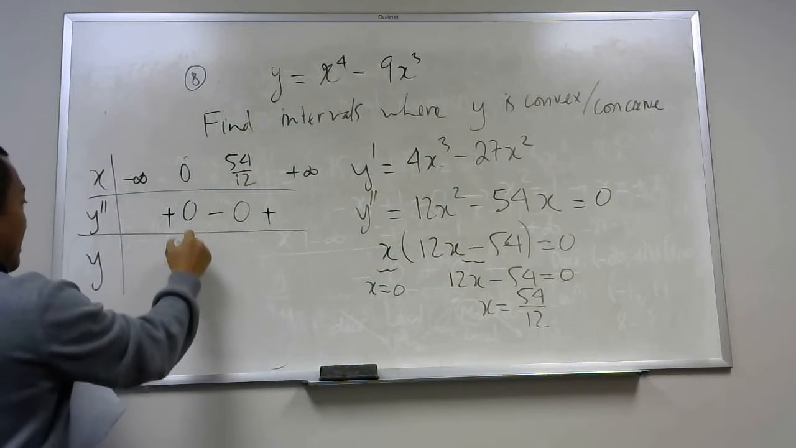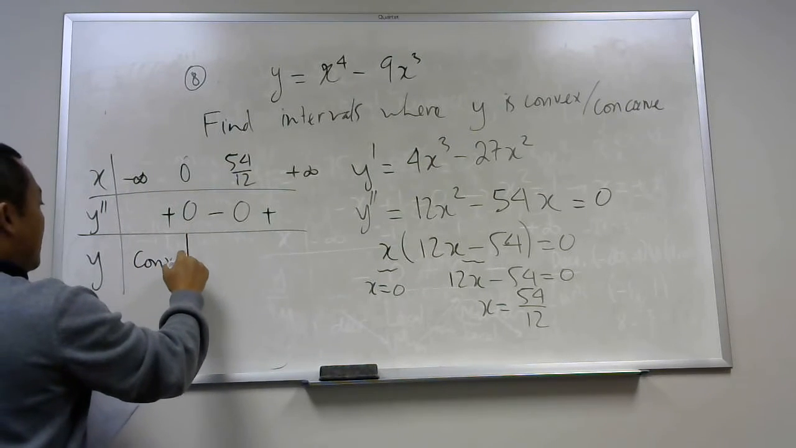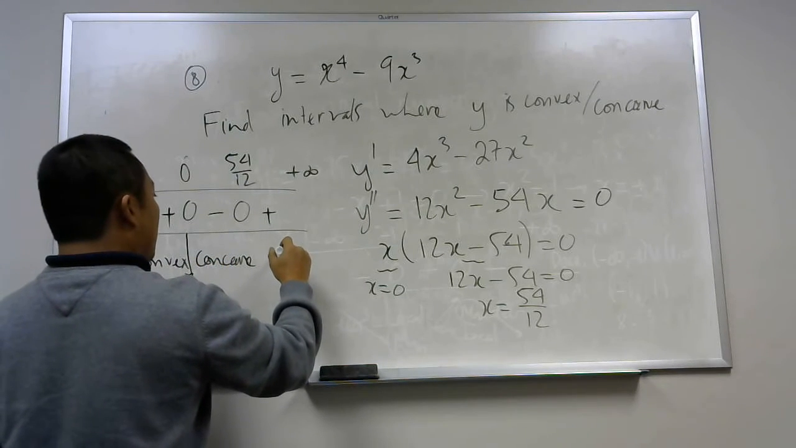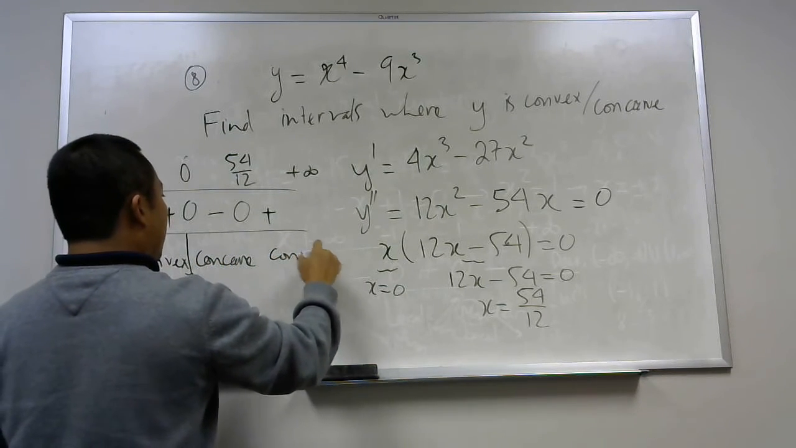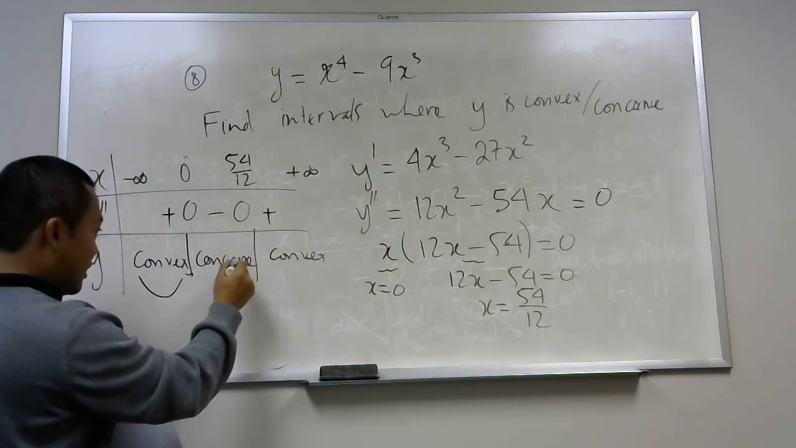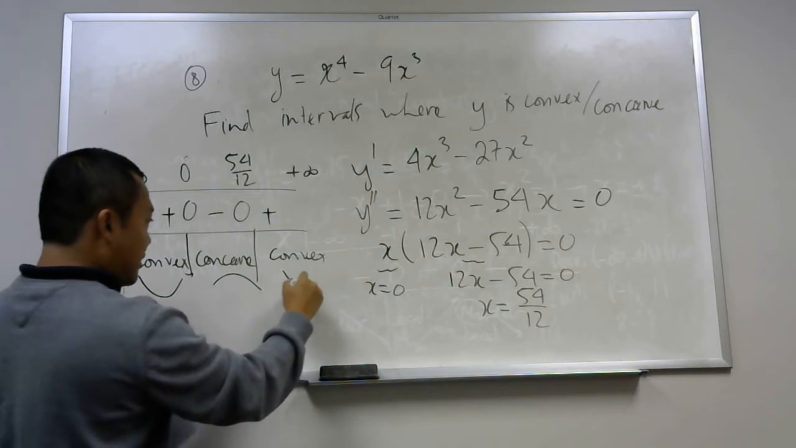Perfect. So that means in this interval the function is convex. In this the function is concave. And in this the function is convex. What does convex mean? Convex looks like this. Concave looks like this. And convex looks like this.